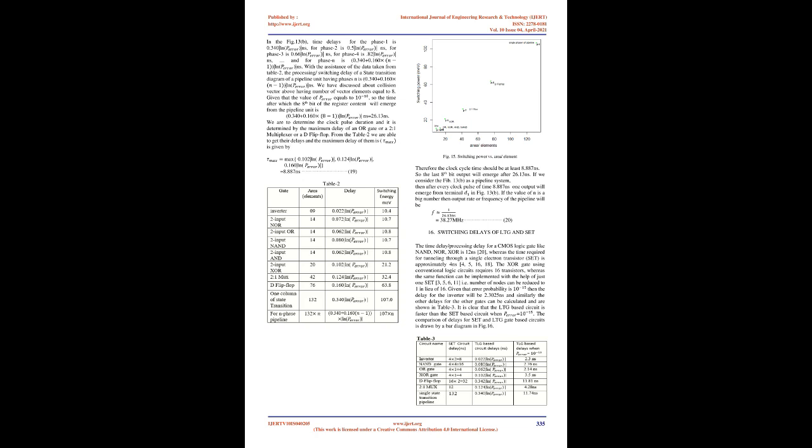With the assistance of the data taken from Table 2, the processing/switching delay of a state transition diagram of a pipeline unit having n phases is 0.340 plus 0.160 times (n-1) ln(1/ε) ns. We have discussed above a collision vector having number of vector elements equal to 8. Given that ε equals 10^-10, the time after which the 8th bit of the register content will emerge from the pipeline unit is 0.340 plus 0.160 times (8-1) ln(1/ε) ns, which equals 26.13 ns.